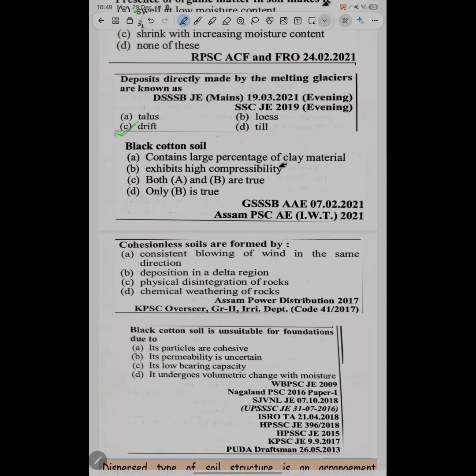Black cotton soil contains large percentage of clay material and exhibits high compressibility. Both A and B are true. Option B is true. So black cotton soil contains large percentage of clay mineral and it exhibits high compressibility. Also option A and B are correct.